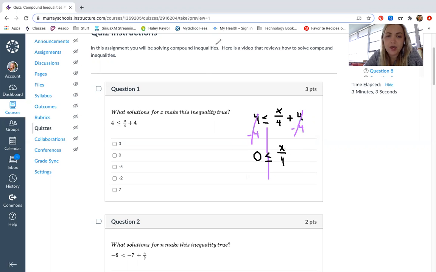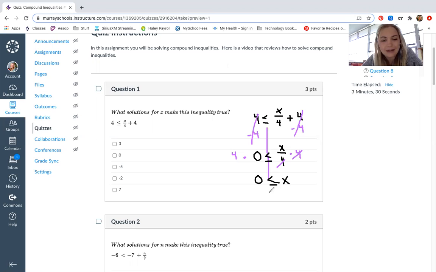That's an x. Okay, how do you undo x over 4? Well, what's the inverse operation of dividing? Multiplying. Okay, so multiply by 4 on both sides. Multiplying and dividing by 4 are inverse operations. When you multiply and divide by 4, you get 1. Over here, 4 times 0 is 0. And that is 0 is less than or equal to x. All right, so it's saying that 0 is less than or equal to x.